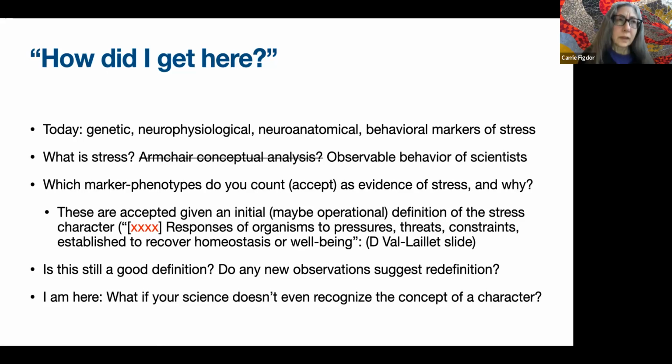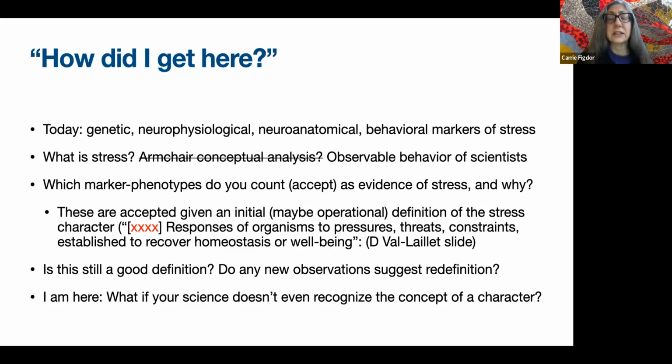And so from my perspective, you might begin asking, well, what exactly is stress? I mean, we haven't really gotten a definition. Although there was actually one partly, but one way that a philosopher, which I am trained as, might address this, what is stress, is to start with armchair conceptual analysis. I'm not going to do that.